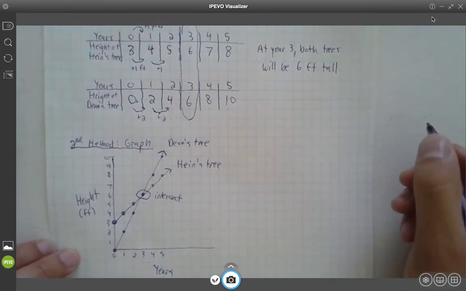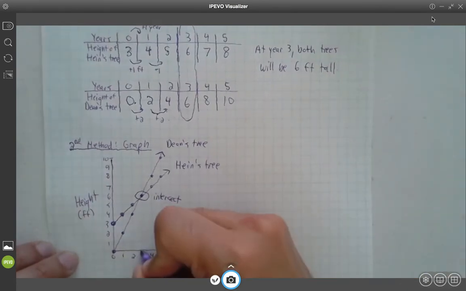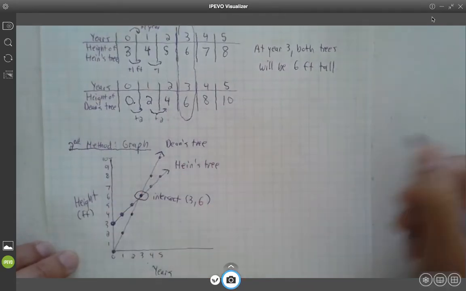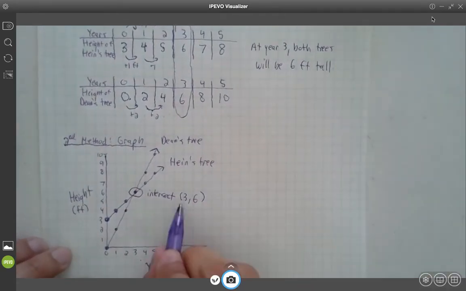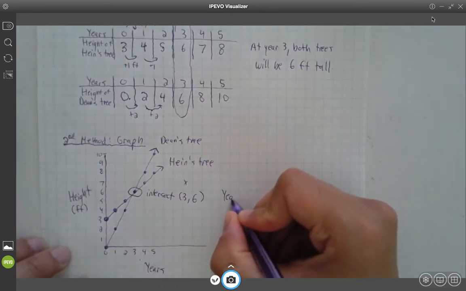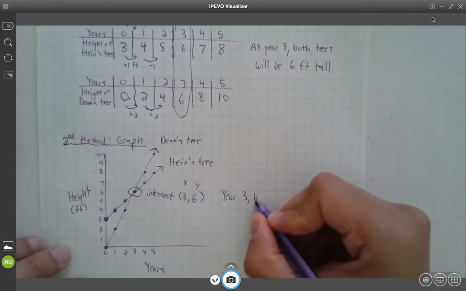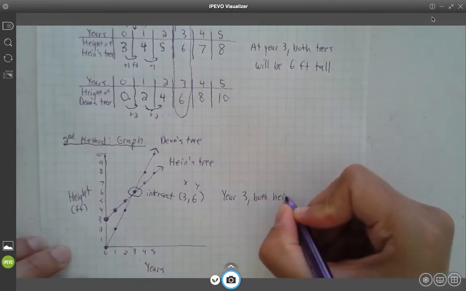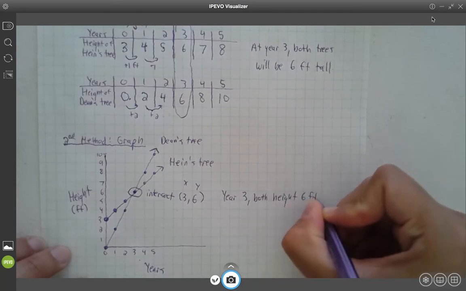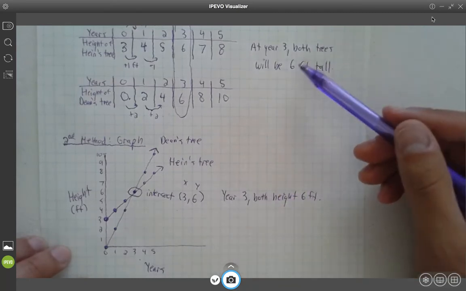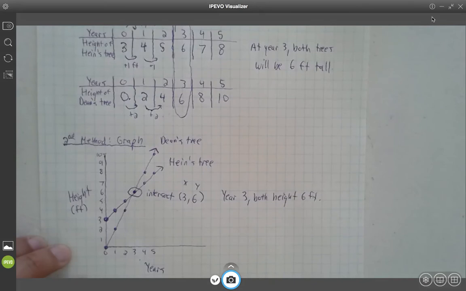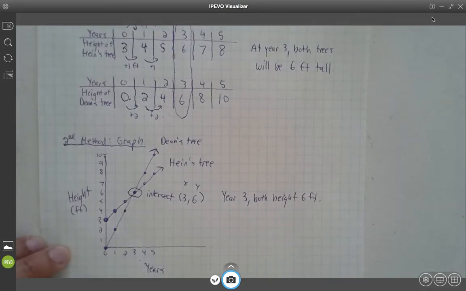Now, what point do they intersect at? If you notice, that's the point 3, 6. And what's 3, 6 here? Well, 3 is the x, which is your years. So you're saying year 3, and 6 is the y, which is the height. Well, they both have a height of 6 feet. And notice that's the same thing we got from the table, right? The idea of when things cross is when they'll be the same.